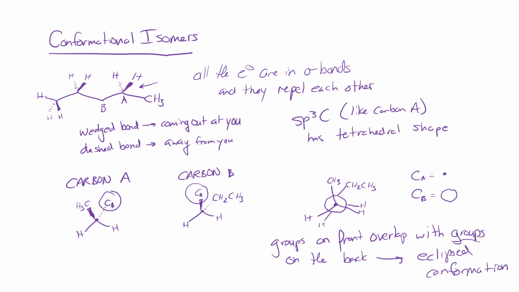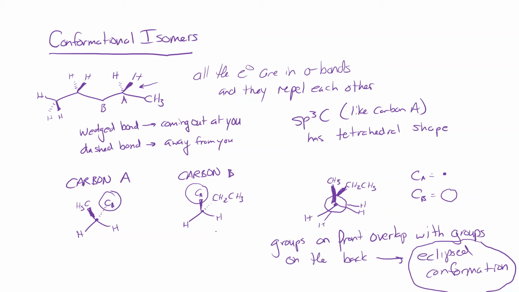When the moon passes in front of the sun, that's an eclipse. Carbon A in this case is the moon. Carbon B is the sun. It's passing in front and it's blocking. So what happens in an eclipsed conformation is that the electrons in this bond right here and the electrons in this bond right here are going to repel each other. They're going to push each other apart, right?